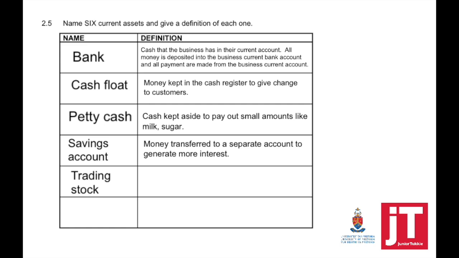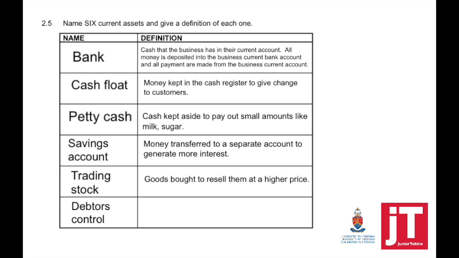Trading stock. And this is applicable not to a service business, but a trading business. When we're looking at a trading business, it means that we are buying from and we are selling to. So we are buying, for example, if we have a stationery shop, we would buy stationery, and that stationery would be our trading stock, which we will sell to customers. Our aim is to make money, so we would sell it at a higher price than what it cost us.